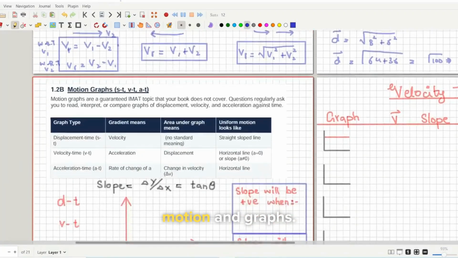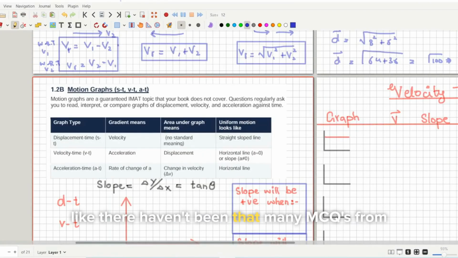that is about motion and graphs. Motion and graphs is a minor topic in IMAT. There haven't been that many MCQs from motion and graphs, but we are still going to do it. I'm going to tell you in advance, there are not going to be any graphs in IMAT. There is a really low chance that there would be graphs, but there could be concepts from these motion graphs.